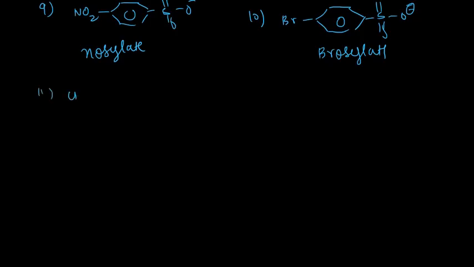Now next, eleventh we have CH3 C double bond O, O minus, and a comparison with CF3 C double bond O, O minus, which comes from a strong acid. So the second one, CF3 C double bond O minus, has a good leaving group ability.